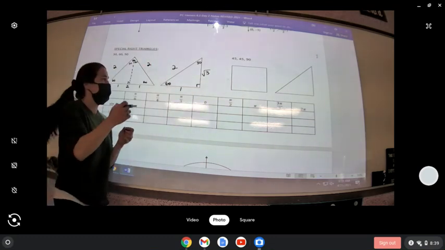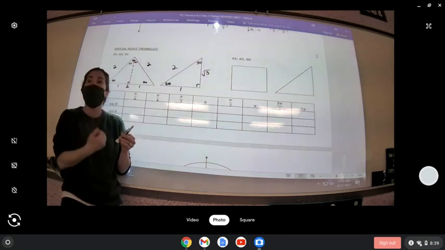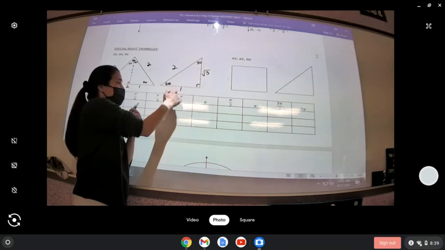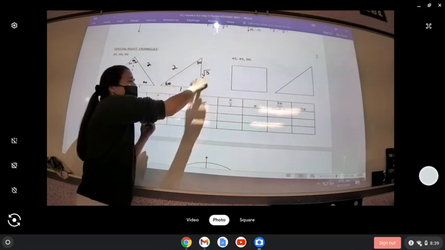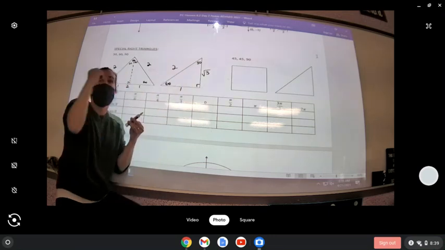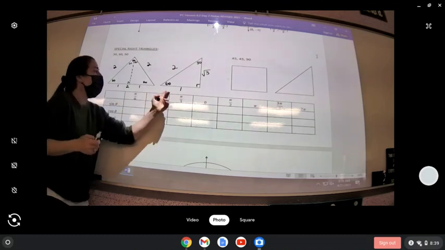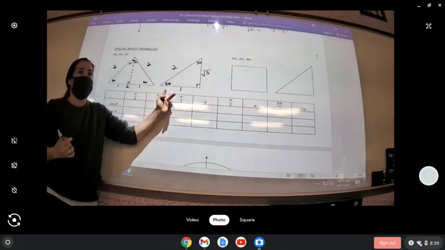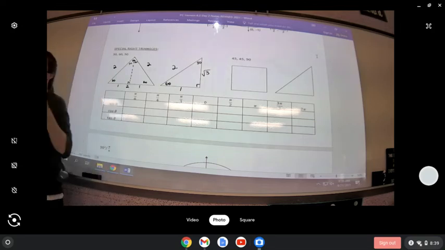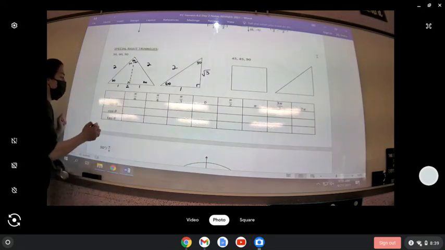I always remember it like this. It's 1, 2, and root 3. The littlest angle should have the littlest side across from it. So the 30 gets the 1, the 60 gets the root 3, because that's like 1.73, and then the 90 gets the 2. The biggest angle gets the biggest side, and the littlest angle gets the littlest side, all right? So if you can draw this triangle from scratch, you're always going to know what the sine, cosine, and tangent of a 30 and 60 is. So let's fill in our chart.